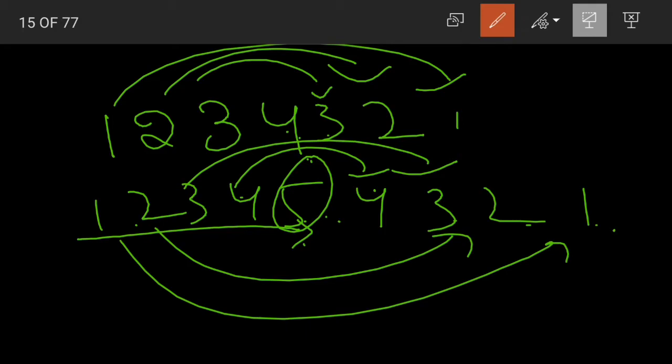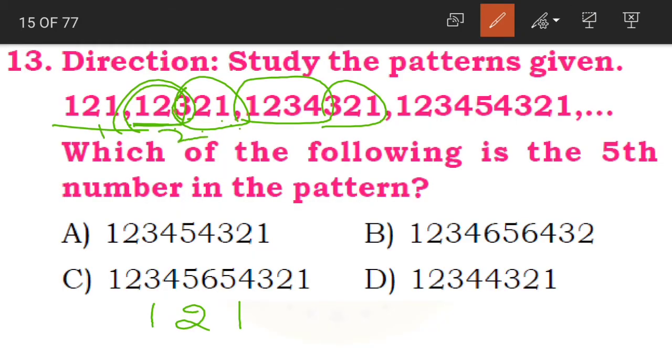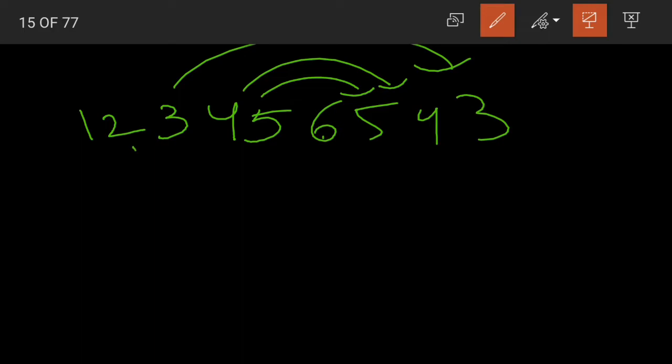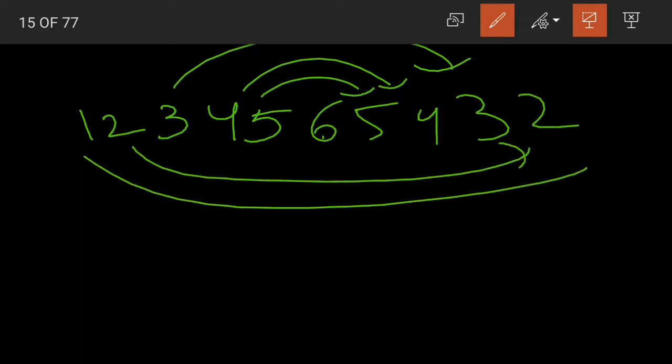Now in this pattern, what will be our fifth number? This is 1, 2, 3, 4. The fifth number should be found out. In the fourth number we wrote till 5. Now what will the fifth number have? 6. Yes. So 1, 2, 3, 4, 5, 6. Now from 6 I will write backwards: 5, 4, 3, 2, 1.